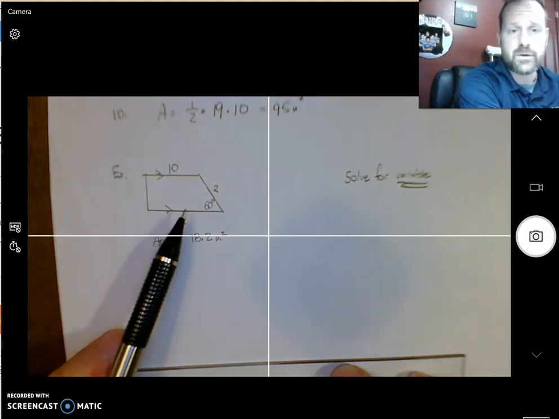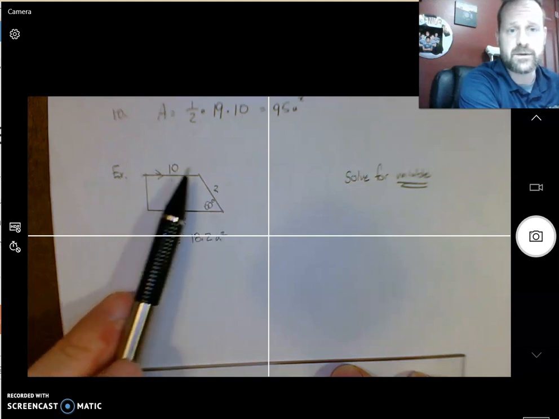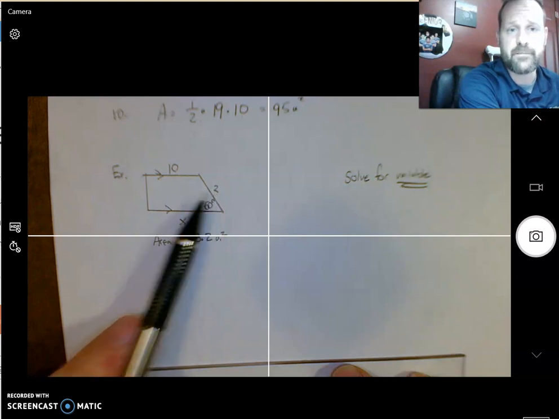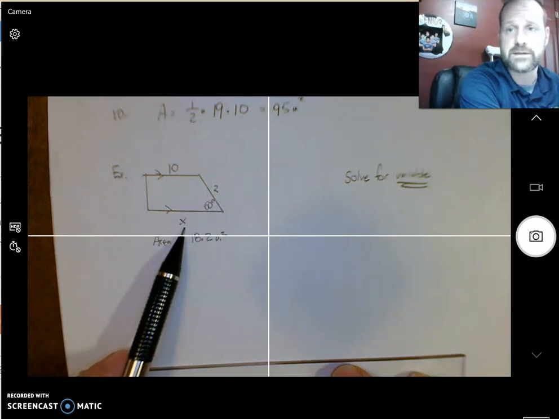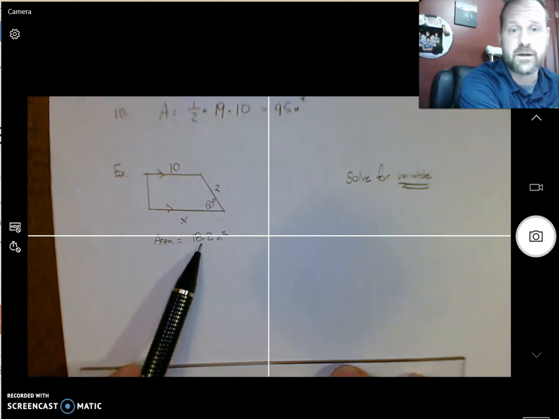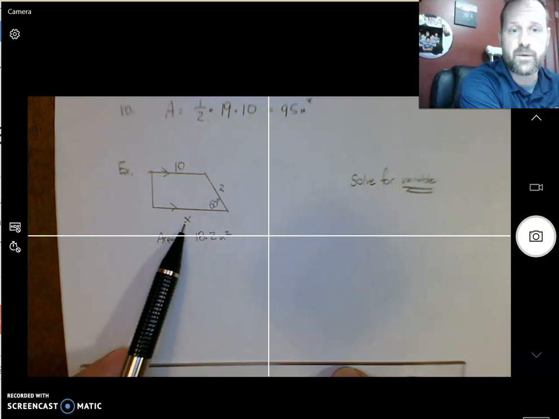All right, so we've got a little problem here because this whole length is x, this whole length is 10, and I've got this. This doesn't help me. I don't have the height. I also don't have x. Uh-oh, I've got two unknowns, but they told me the area. That's good, but what I want to find is x.